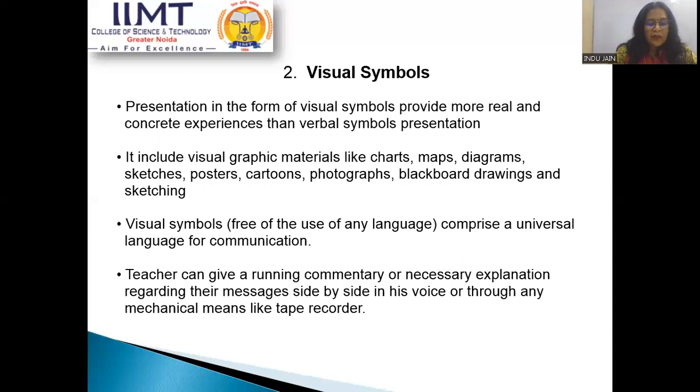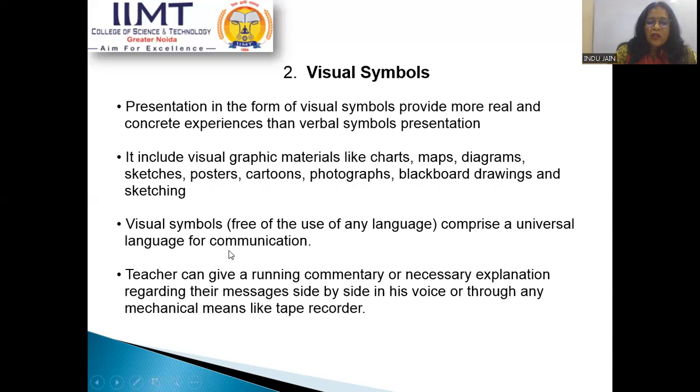These visual symbols include, as you can see here, the graphic materials like charts, maps, diagrams, sketches, posters, cartoons, photographs, blackboard drawings, and sketching. Visual symbols do not use any type of language, either English, Hindi, or any other language. It comprises a universal language for communication because these symbols are in the form of sketches.